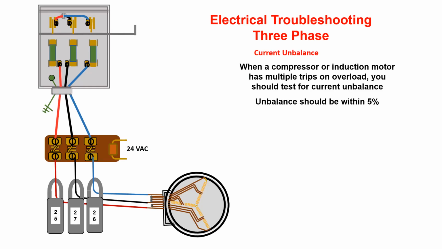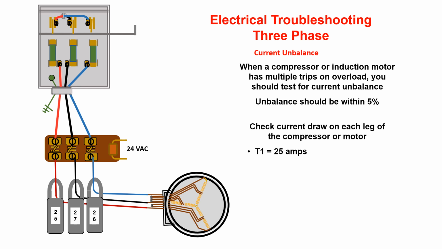When a compressor or induction motor has multiple trips on overload, you should test for current unbalance. The unbalance should be within 5%. In this example, I have shown the current draw on each leg of the compressor or motor: T1 at 25 amps, T2 at 27 amps, and T3 at 26 amps.